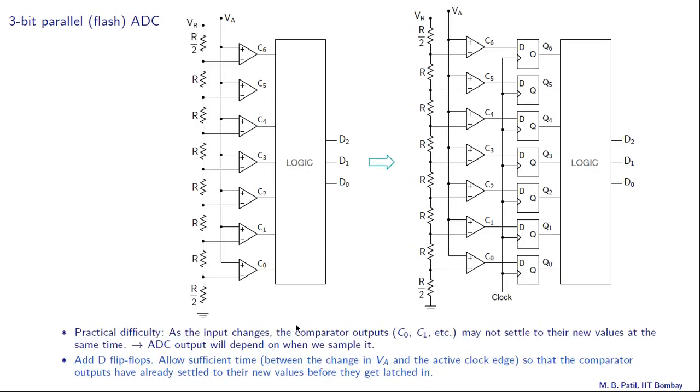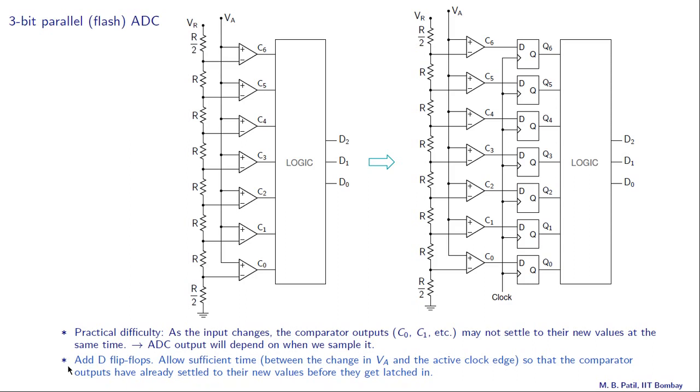So this circuit, which we saw in the last slide, represents a 3-bit parallel ADC, but there is a practical difficulty with this circuit, and that is, as the input changes, the comparator outputs C0, C1, etc., may not settle to their new values at the same time. This might settle earlier, this might settle later, and so on. And therefore, the ADC output will depend on when we actually sample D2, D1, D0, and that is not desirable.